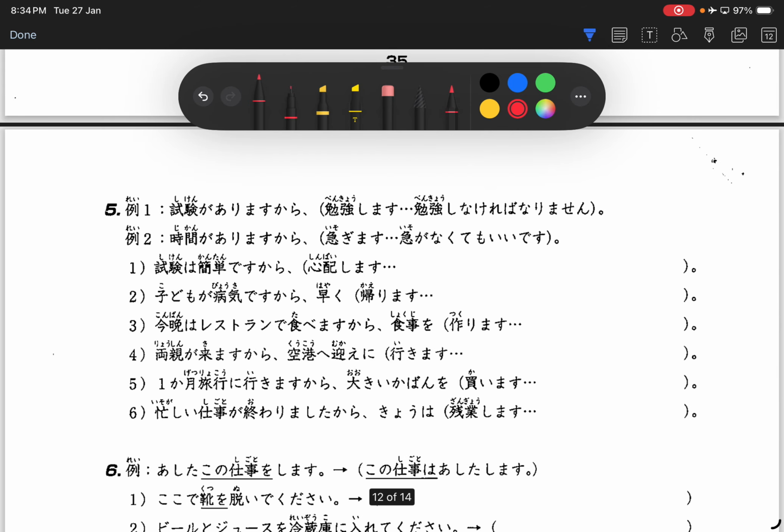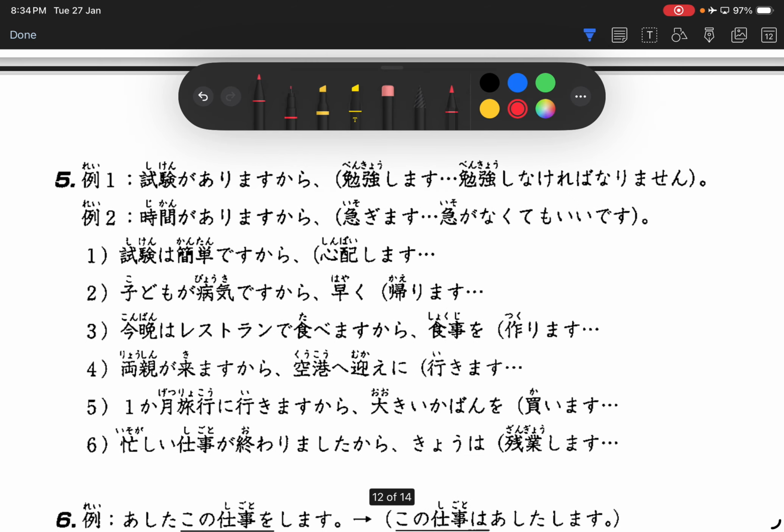Number 1. 試験がありますから勉強しなければなりません。Right? Because I have an exam, so I must study. Number 2. 時間がありますから急ぎます。So 時間があります, because there is time. Previously it was because there's an exam, so I must study. Now I've got time, so I don't need to rush. So 急がなくてもいいです。So don't have to rush.